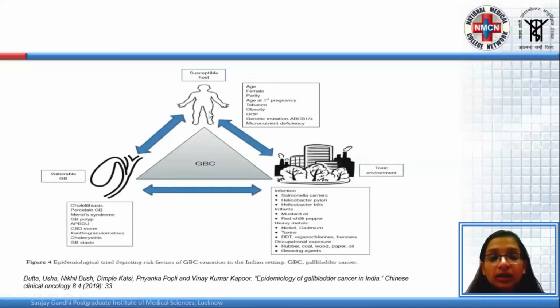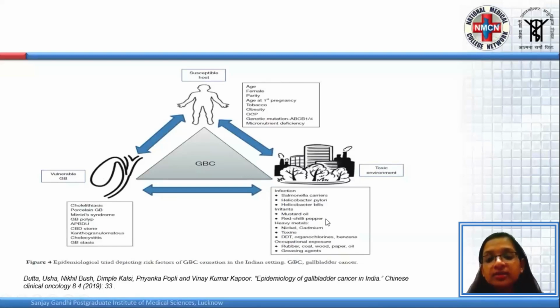Now, there is a triad which dissects the risk factors of gallbladder cancer, which includes host, toxic environment, and vulnerable gallbladder. Host factors include age, female sex, parity, age at first pregnancy, tobacco, obesity, OCP use, genetic mutation, or micronutrient deficiency. Toxic environment includes exposure to Salmonella carriers, Helicobacter pylori, and Helicobacter bilis, which constitute a little less of the cases.